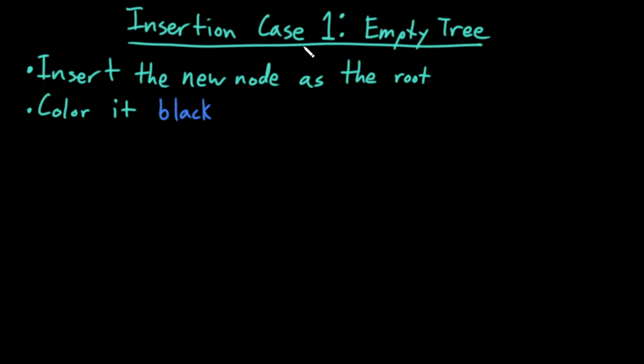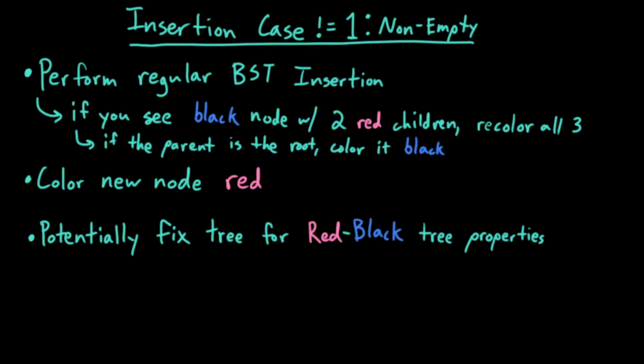So the first case is the following. What happens if we're inserting an element into an empty tree? This is the most trivial case, and all we have to do is insert the new node as the root of the tree and then color it black. So let's say I insert the number 20 into a red-black tree. It's empty, and now I create a new node that is the root, and it's black.